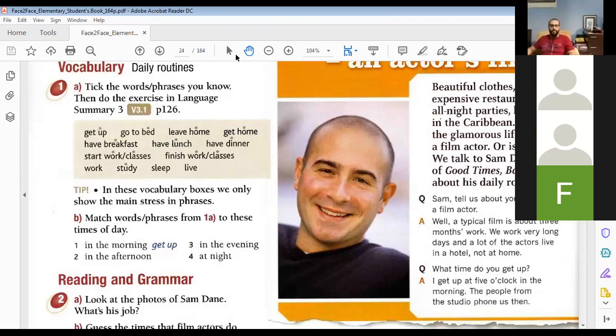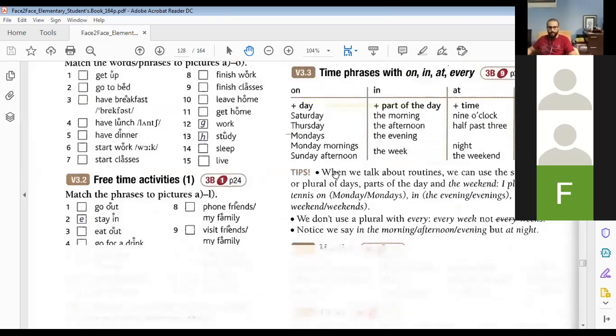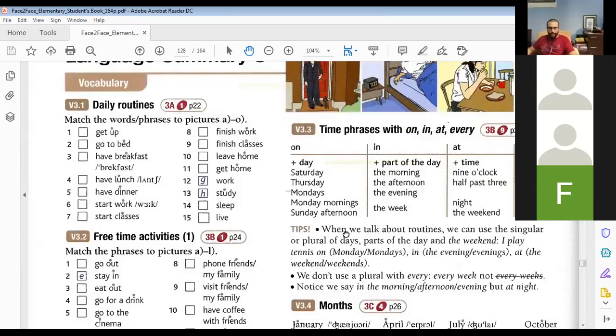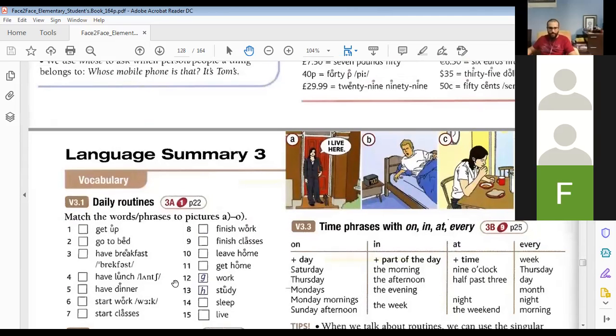This is the idea. Now, we have a nice exercise on page 126. So we'll do that together. Let's go there. Let's do this exercise. So here we have, can you see the exercise? Can you see the daily routines here? Yes. And here we have 4 pictures.